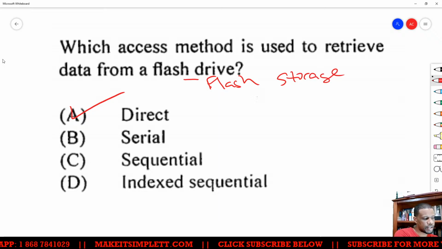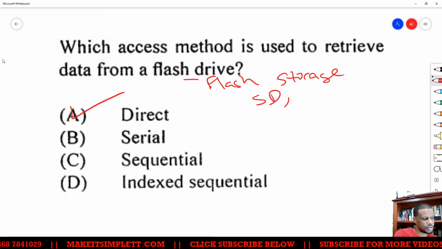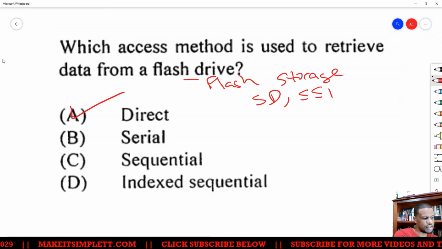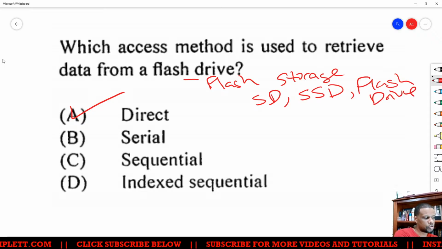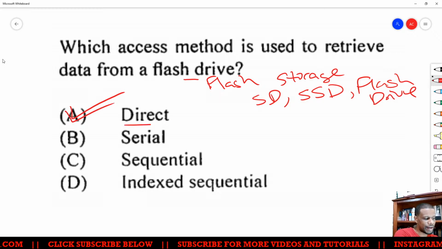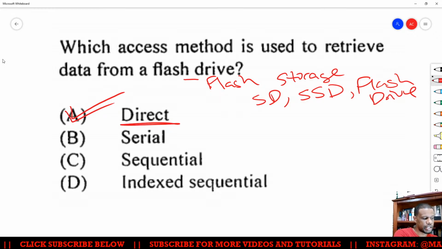Flash storage is like SD cards, SSDs, and flash drives, of course. Those will be direct storage. That means you could go directly to where you want to get the information that you need.